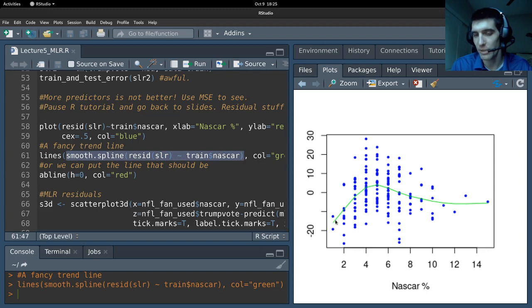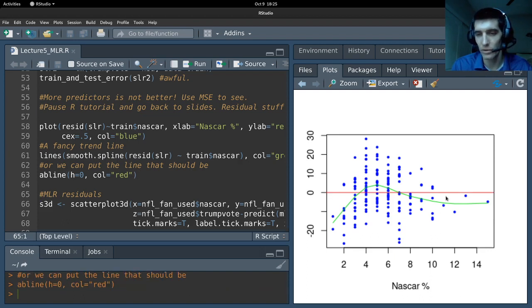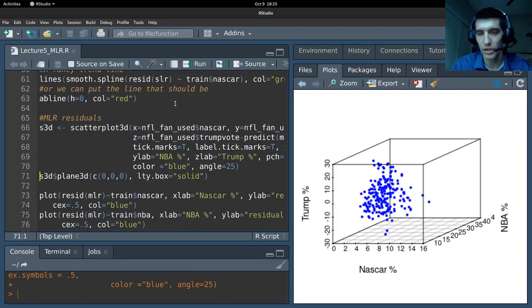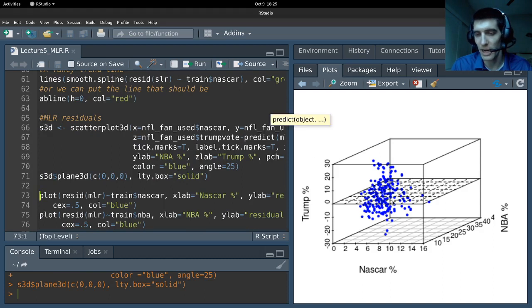So this just helps my eye keep track of the fact that indeed, yes, the mean is below 0 for low values of NASCAR, for communities that have a low percentage of their internet traffic related to NASCAR. Here's the y=0 line as a visual. The multiple linear regression residuals in 3 dimensions. Here's the plane to help my eye. So again, I'm looking for: are these mean 0 with constant variance for all values of NASCAR and NBA search traffic?